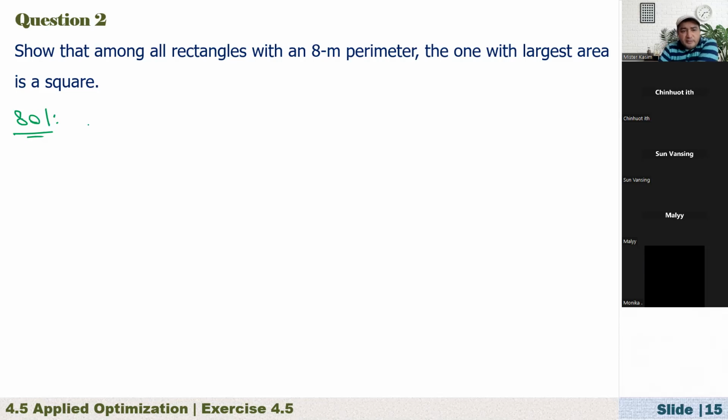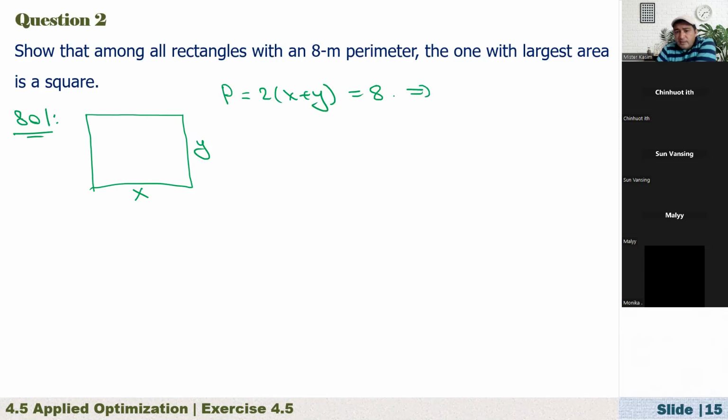Okay, so here we have a rectangle. Suppose it's a rectangle. The perimeter is 8, right? So that means here, if we have x and this one is y, what is the perimeter? It is 2 times x plus y, that's equal to 8. Or immediately I can express y in terms of x. What is y? y is equal to 4 minus x. Okay, so now it says that we have to show that the largest area is a square.